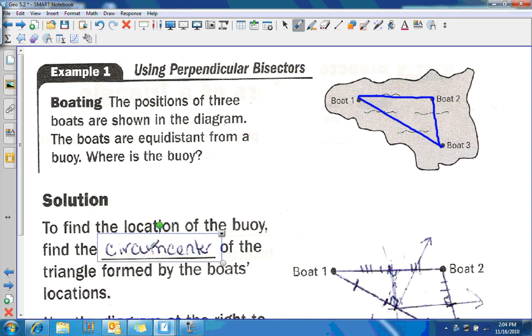So you find the center of this and you draw straight down, right? And I find the center of this line, and I draw straight across. And I find the center of this line, and I draw straight across, making 90-degree angles. Well, they all intersect right here, correct? So that would be where the buoy has to be.